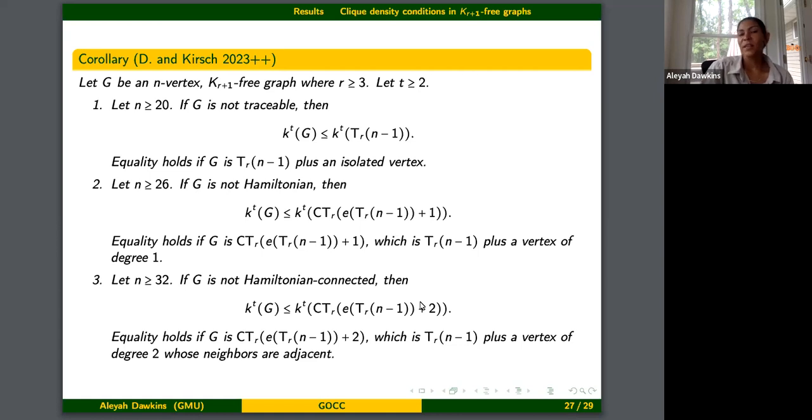If G is not Hamiltonian, then the number of t-cliques in G is going to be at most the number of t-cliques in the Turán graph on n-1 vertices plus a vertex of degree 1. And if G is not Hamiltonian connected, the number of t-cliques in G is at most the number of t-cliques in the Turán graph on n-1 vertices plus a vertex of degree 2 whose neighbors are adjacent. And this distinction of the neighbors being adjacent really is the biggest difference between the clique conditions and the edge condition. Because to maximize the number of cliques, we're going to want to make sure our neighbors are spread out between the parts as much as possible.